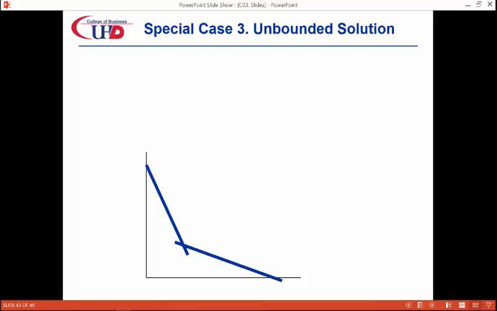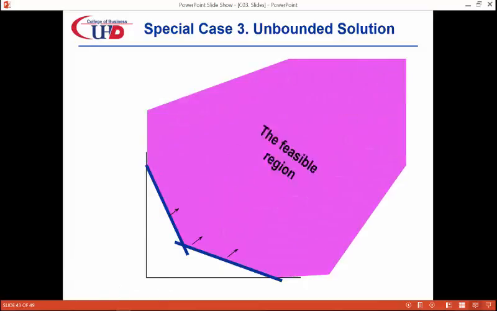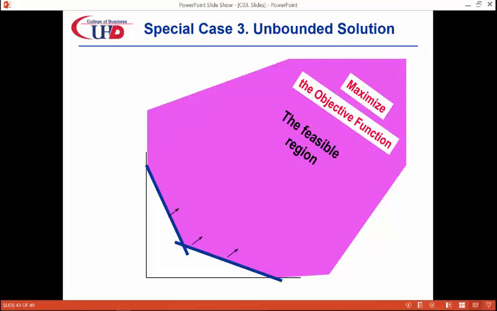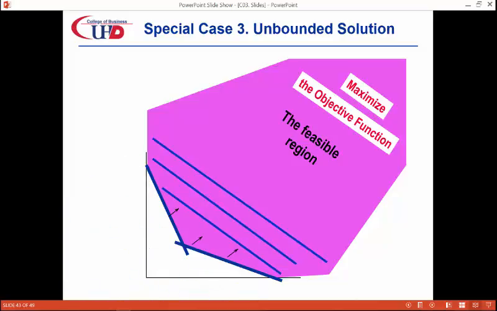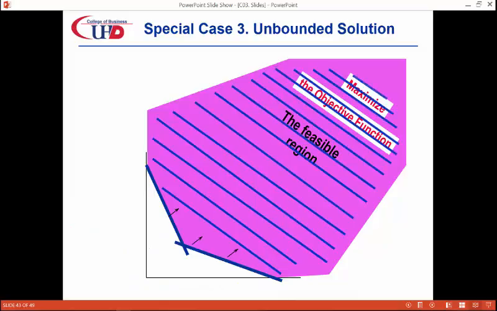In special case 3, you will find that the optimal objective value is unlimited. Basically, we will have an unbounded feasible region like this one. In one direction, it can be extended forever. And at the same time, you want to maximize the objective function. The right direction to move the isoprofit line is the same as that forever extended direction of the feasible region. So you can forever push up the isoprofit line to an infinitely large number.